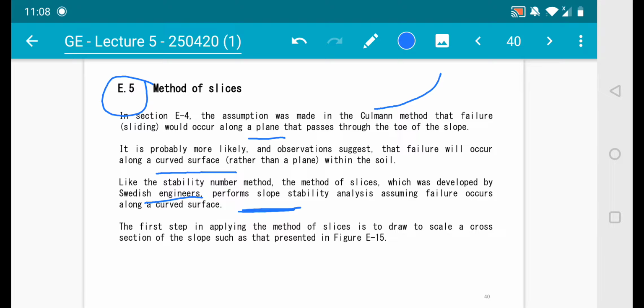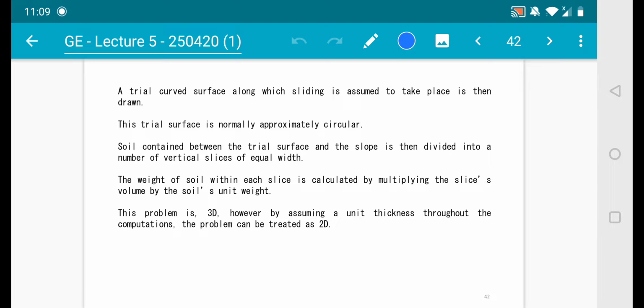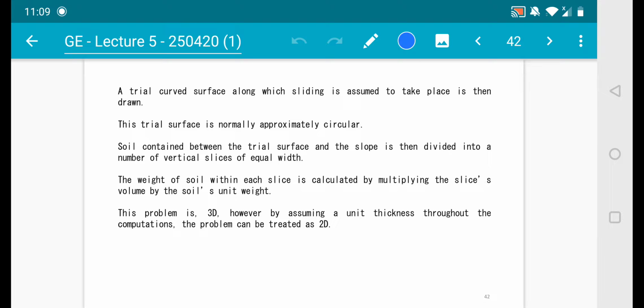The first step in applying the method of slice is of course to draw a scaled cross section of the slope, such as presented in the next figure. Look at E15, this is where you start. This is a sketch you need to produce for the method of slice, where you assume a curved failure surface. Now let's go step by step. A trial curved surface along which sliding is assumed to take place is drawn first. Second, the trial surface is normally approximately circular.